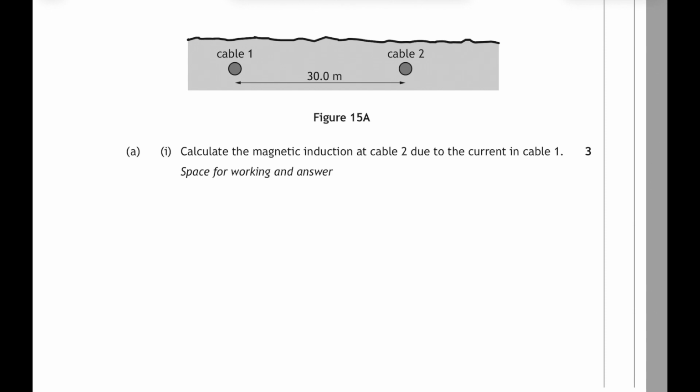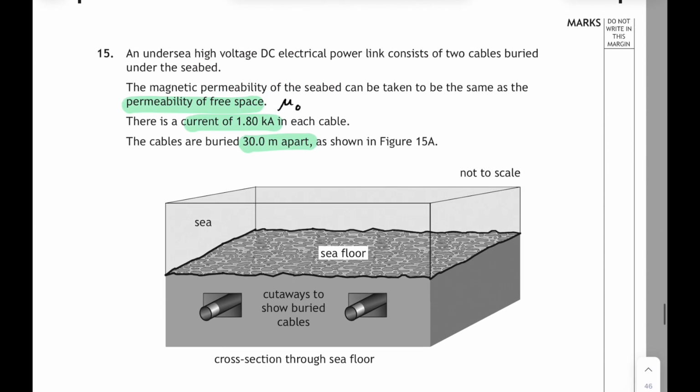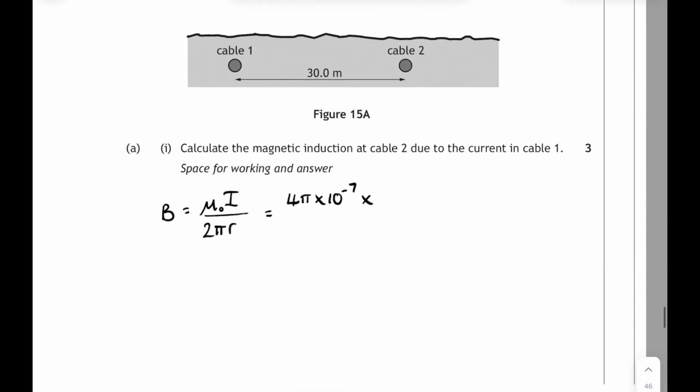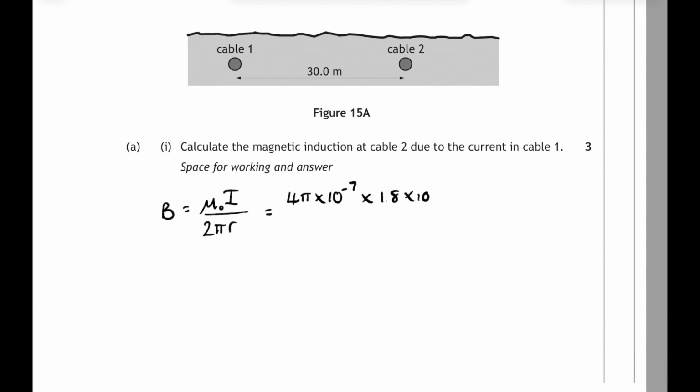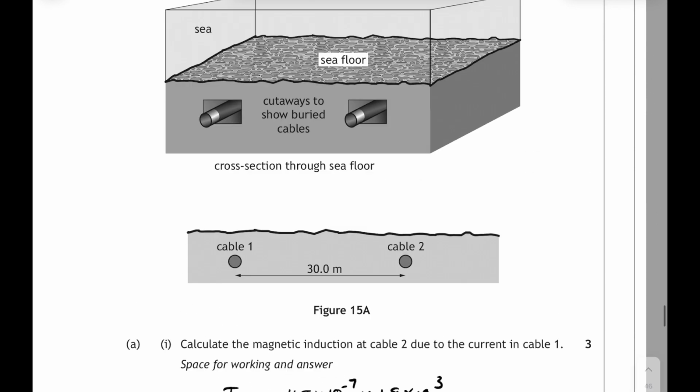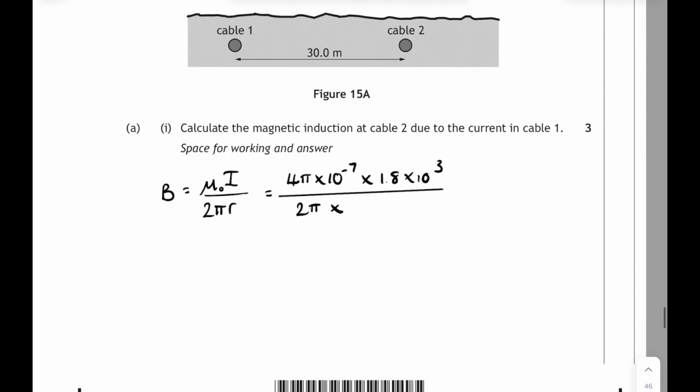So back to our relationship sheet again, and B equals mu0 I over 2 pi r. And it's B we're looking for, so let's substitute everything else in. Mu0 from the datasheet is 4 pi times 10 to the minus 7. The current, and be careful here, it's 1.8 kiloamps, that's 1.8 times 10 to the 3, and that's divided by 2 pi r, where r you would think would be the radius. It is, it's the radius at which the magnetic field extends to, but in this case that's the distance, and that's 30 metres.